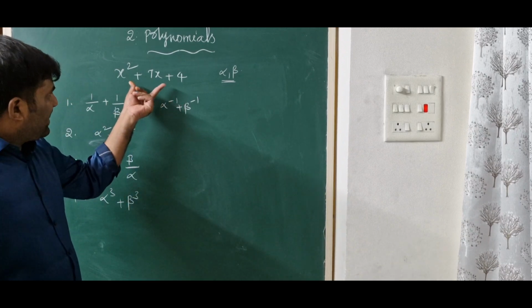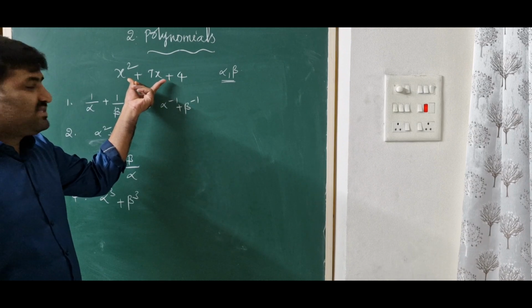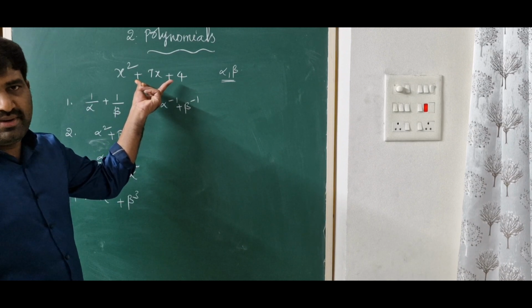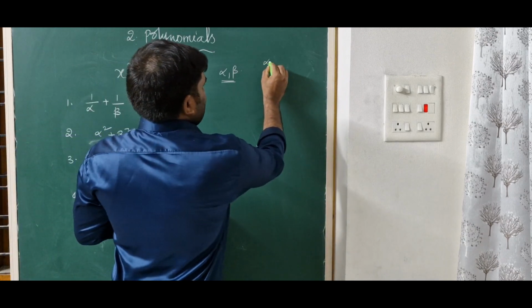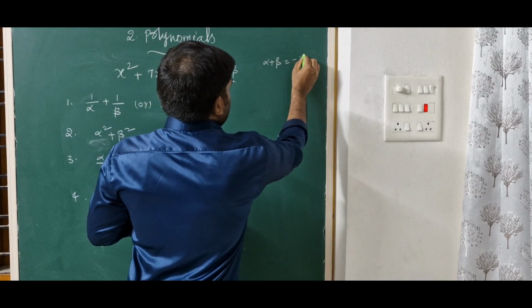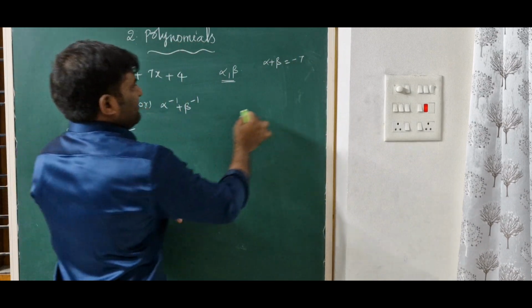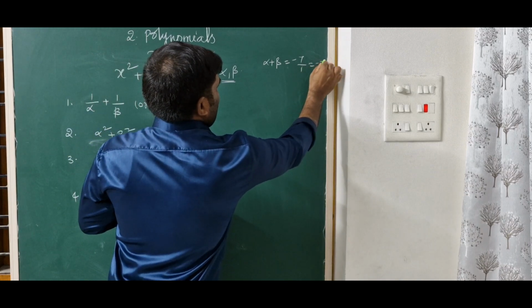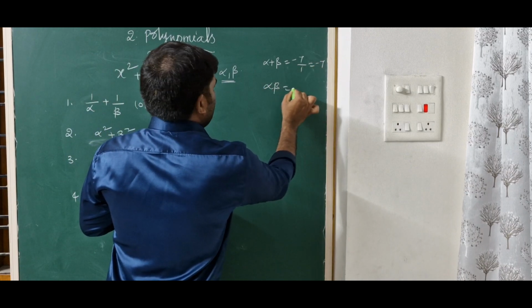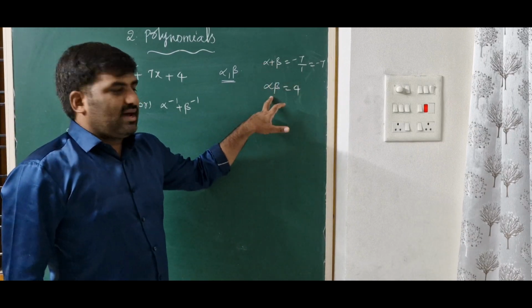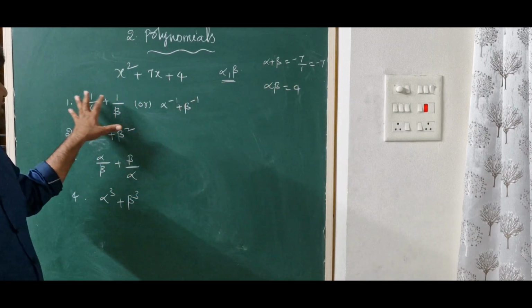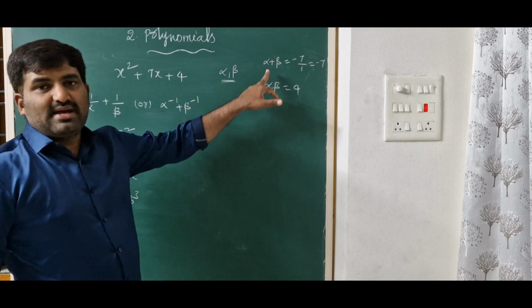But in examples like these, you can't find the values of alpha and beta. Definitely from this, first you can find the alpha plus beta value. Alpha plus beta is minus b by a, that is minus 7 by 1, it is minus 7. And alpha beta value is c by a, directly I am writing, it is 4. So first find the value of alpha plus beta and alpha beta, then write these in terms of only alpha plus beta and alpha beta.